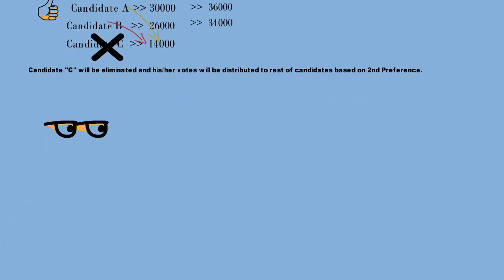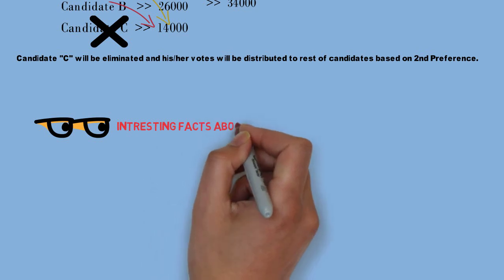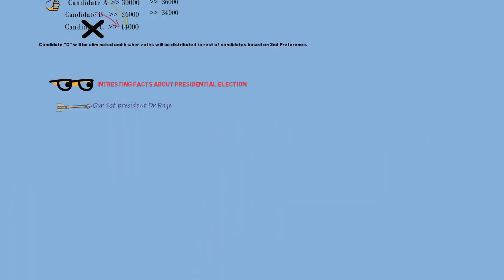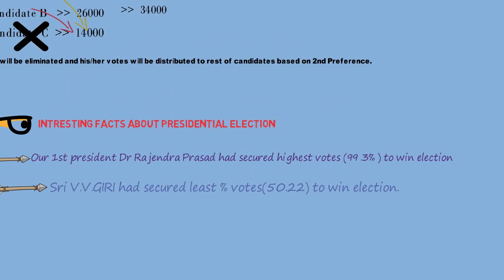Now let's see some interesting facts about the presidential election. Our first president, Dr. Rajendra Prasad, holds the record of the highest votes, that is 99.3%, to win an election. Sri V.V. Giri had secured the least percentage of votes, that is 50.22, to win the presidential election, whereas Sri N. Sanjeeva Reddy had won the election unopposed.